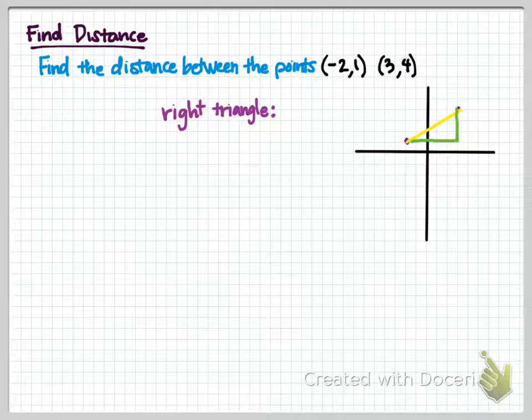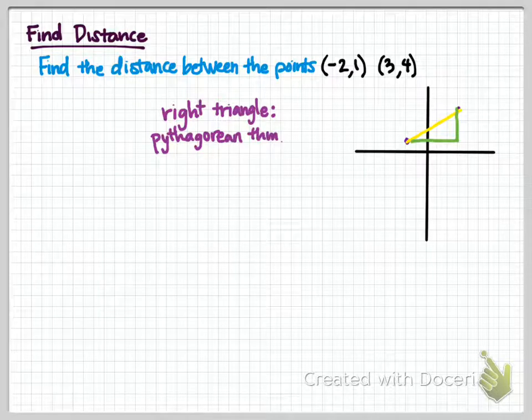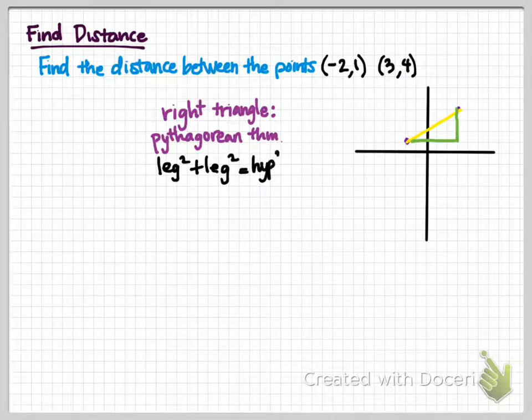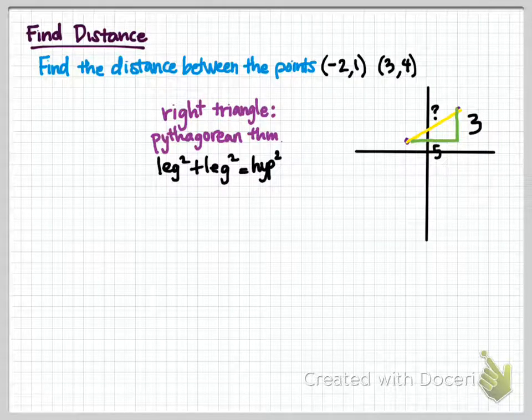So if you're trying to find that distance, the thing that should come into your head is, yep, the Pythagorean theorem, which is leg squared plus leg squared equals hypotenuse squared. And once you find those lengths by just counting, 3 and then 5, now you're looking for the hypotenuse side. The hypotenuse is the longest side of the right triangle.